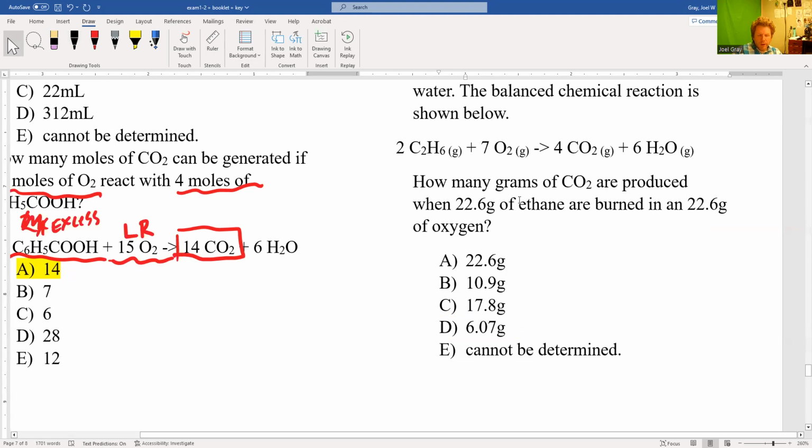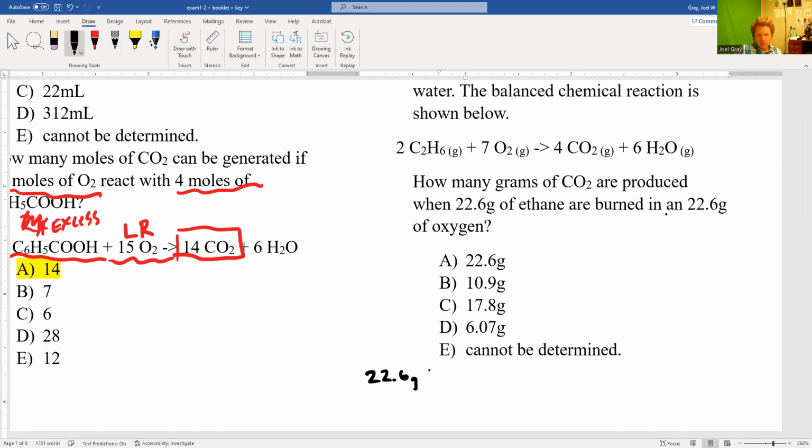So this balanced chemical reaction is the same one that we've looked at previously. What we're trying to figure out with this question is which is our limiting reactant. So in order to solve this problem, we need to convert our masses, 22.6 grams of ethane, into number of moles. And we need to convert the mass of oxygen into the number of moles as well.